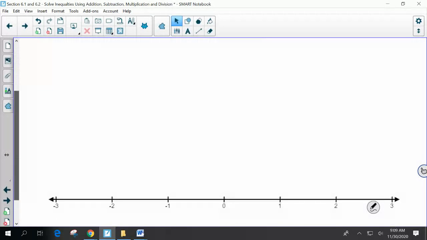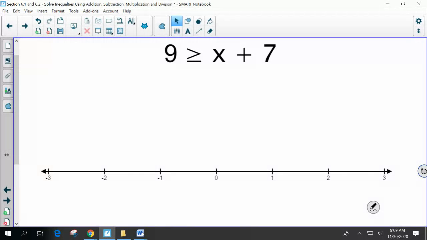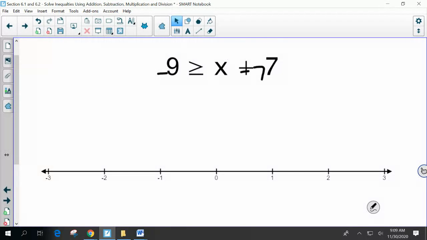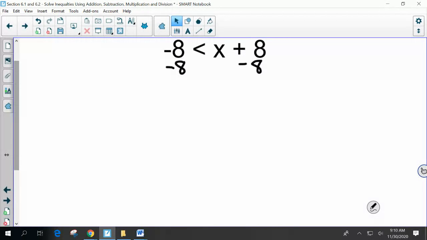Next one, we have a little different thing going on here. So 9 is greater than or equal to x plus 7. So this one's written backwards than what we're used to. So I still just have a one-step equation. I'm subtracting 7. You don't have this one? Nope. Okay. We'll just move on. But we do have one similar to this. You have this? Yes. Okay. So negative 8 is less than x plus 8. So I'm still going to subtract 8 from both sides. So I'm going to get what? Negative 16 is less than x.